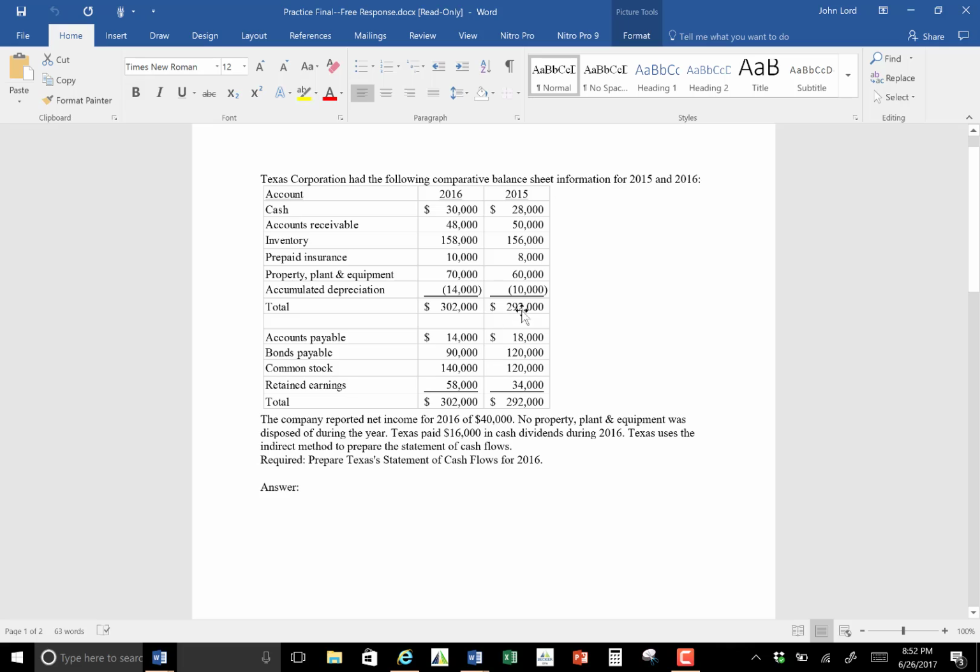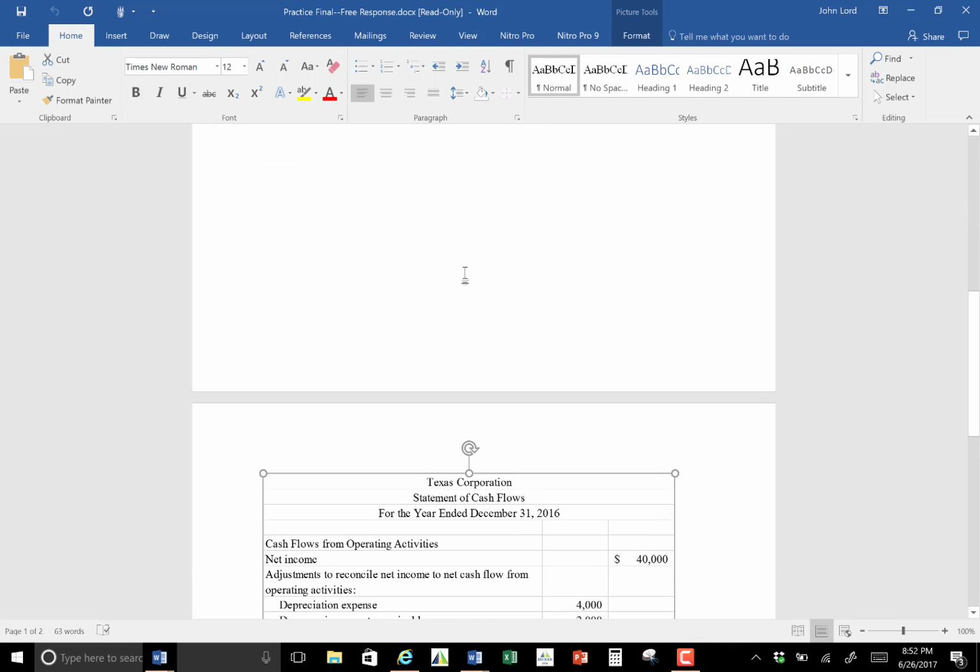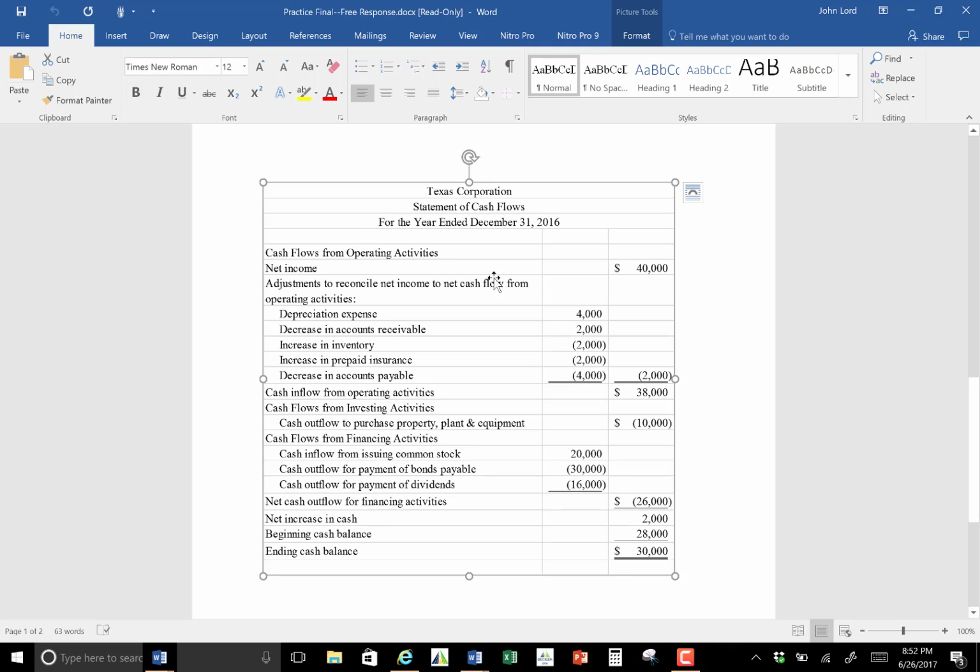Notice that my equipment did what? My equipment, where's my equipment here? Property, plant, and equipment went up $10,000, didn't it? So did I buy equipment? Did I buy equipment? Yeah. So that goes into the investing activity. That's a use of cash, right?